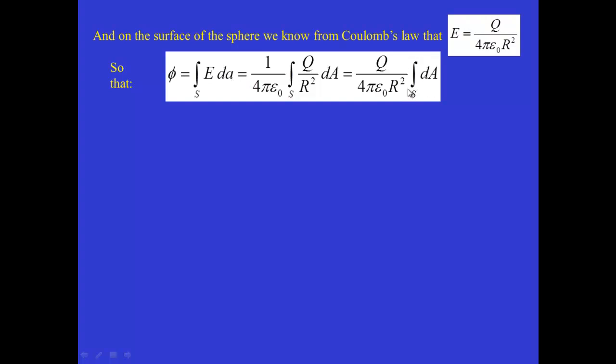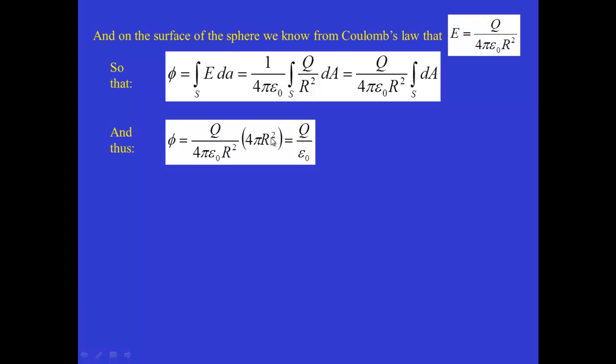In any case, the integral of dA over an entire surface is simply the surface area, which is 4 pi r squared for a sphere, and we end up with this flux through the closed spherical surface being Q over epsilon 0. And that's completely consistent with the statement of Gauss's law that was on the previous slide.